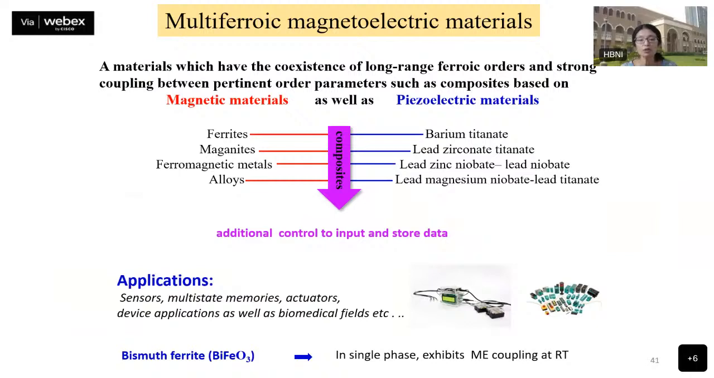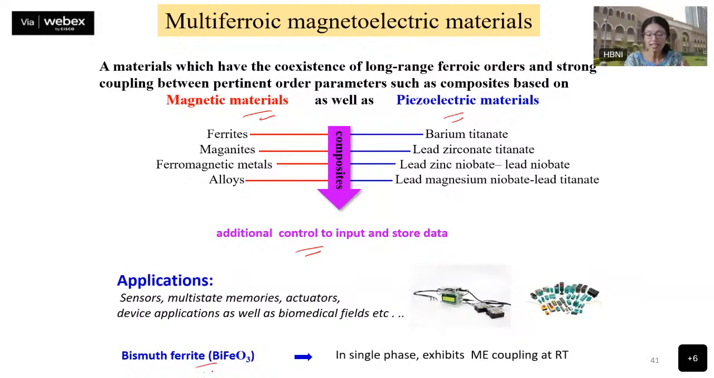So, as I said, what are multiferroic magnetoelectric materials? Materials which have the coexistence of long-range ferroic orders, and there is a very strong coupling between pertinent order parameters. If you have a composite where a magnetic material is mixed with a piezoelectric material, it will lead to additional control to input and store data. So the applications can be vast. You can have applications in sensors, in multi-state memories, as actuators, device applications, as well as the biomedical field, etc.